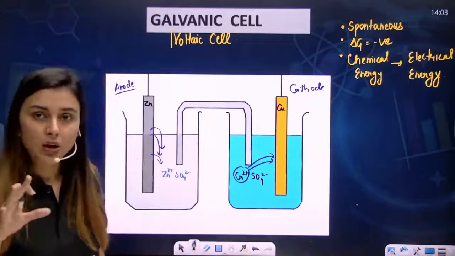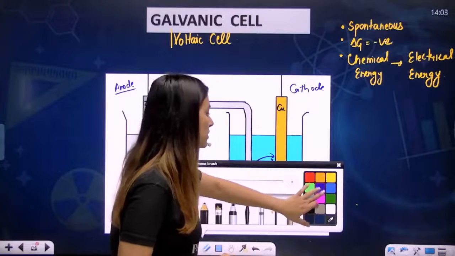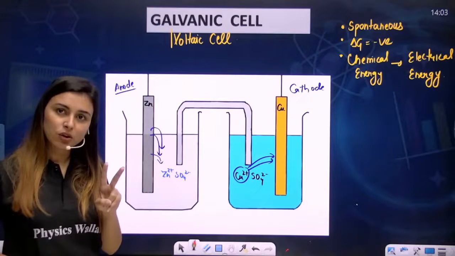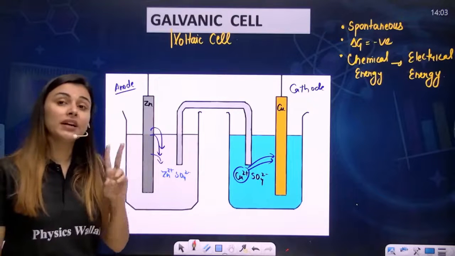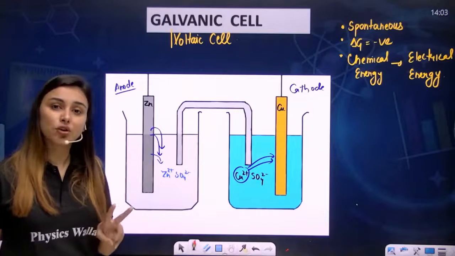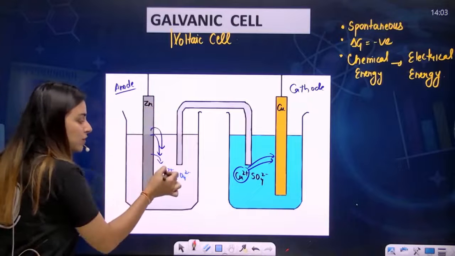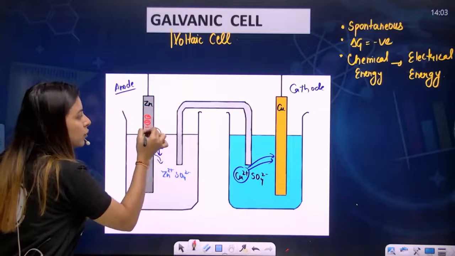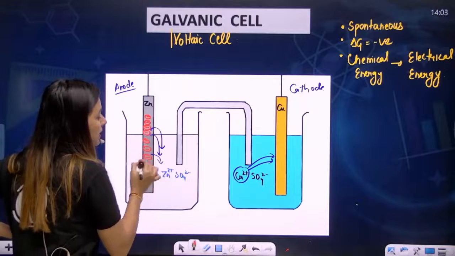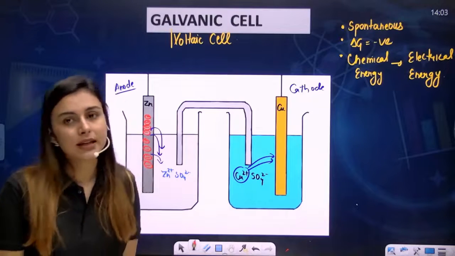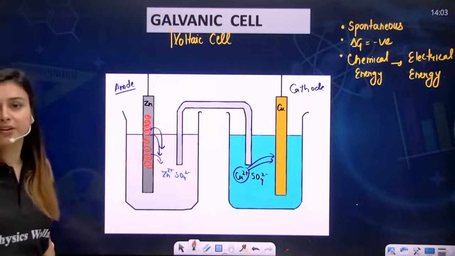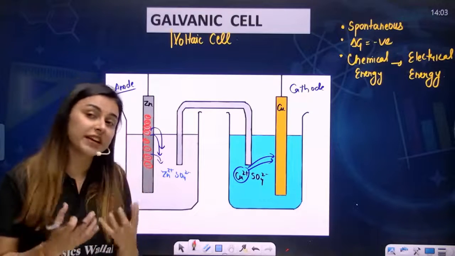Now what you have to imagine, my dear students, is that when zinc goes into zinc 2 plus, it will lose 2 electrons. And I told you that electrons cannot be present in the solution, so the 2 electrons will be on the surface of the electrode. This means that every zinc going into Zn2 plus leaves its electrons on the electrode. So this is how a negative charge gets developed on this electrode. Every zinc going into Zn2 plus leaves 2 electrons, so this electrode has a lot of negative charge.